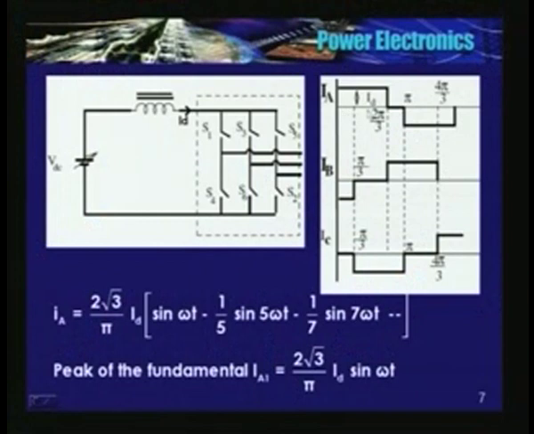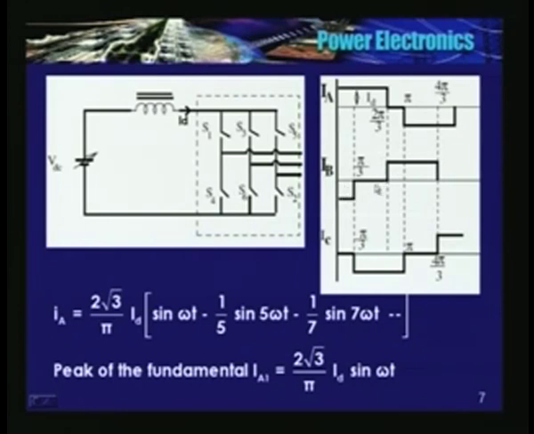See here, IA. In other words, S1 is conducting for 2 pi by 3 radians, 120 degrees. Whatever the current that is flowing in the DC link flows out of the terminal A. From 2 pi by 3 to pi, S1 is also off, S4 is also off. At pi again, S4 is turned on.